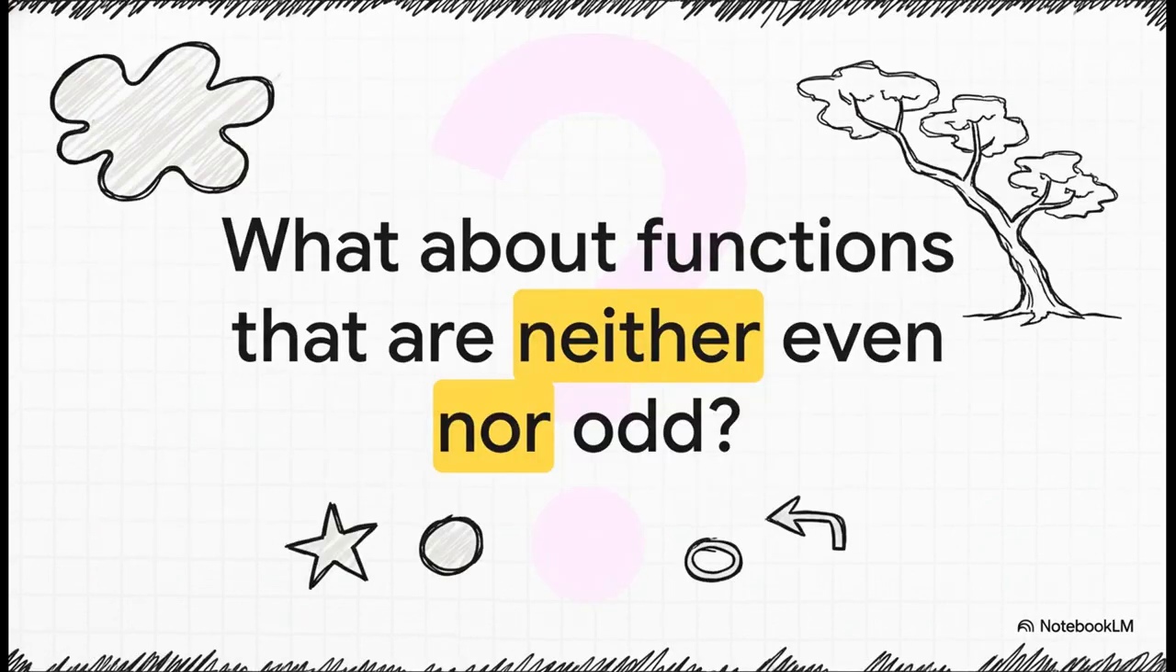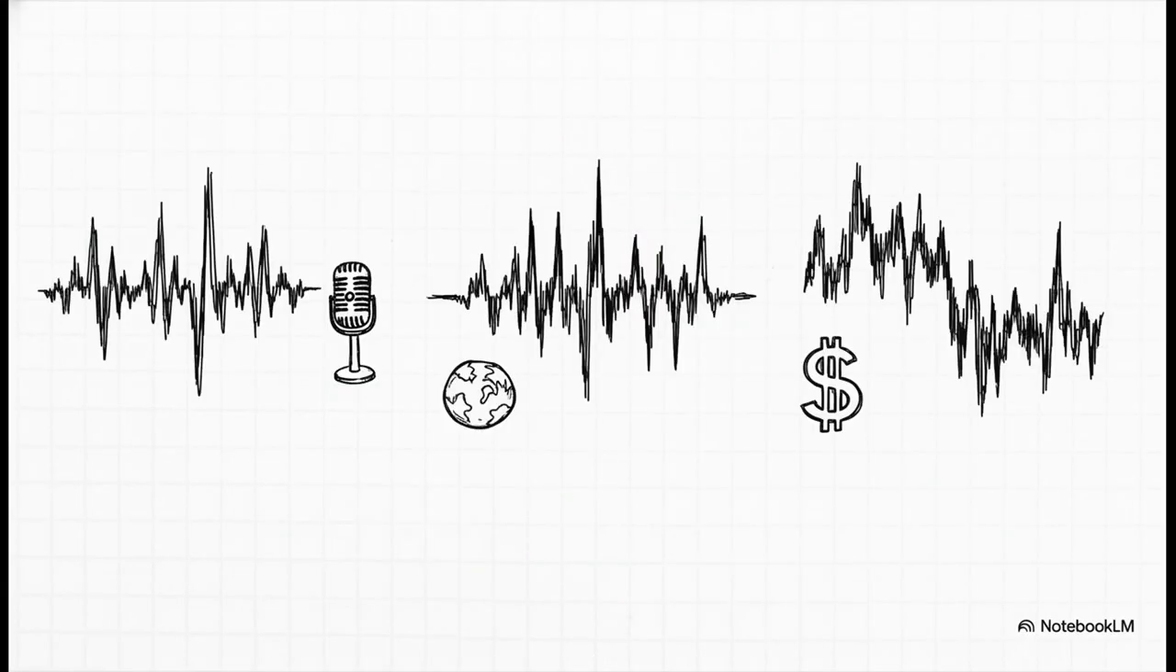Okay, but here's where you might be thinking, hold on a second. These perfectly symmetrical shapes, they seem kind of rare in the real world, don't they? I mean, most of the stuff we actually see and measure just doesn't fit neatly into either the even or odd box. Just think about it. The sound of someone talking, data from an earthquake, that stock market chart we mentioned, they all just look kind of random and messy. Definitely not symmetrical.